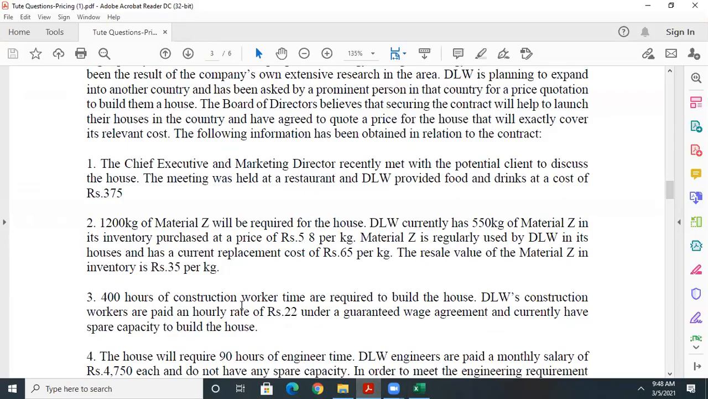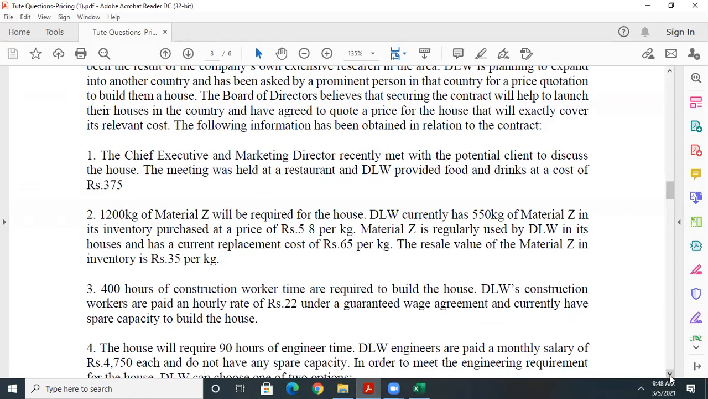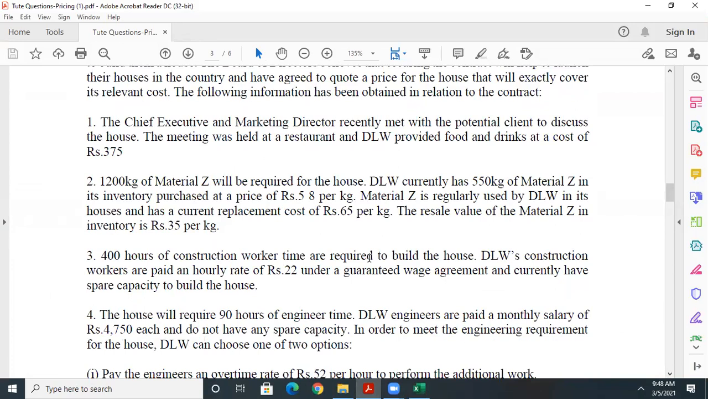Then if you look at the third piece of information, 400 hours of construction workers' time are required to build the house. DLW's construction workers are paid an hourly rate of 22 under a guaranteed wage agreement and currently have spare capacity to build the house. So this job will take 400 hours of the construction workers' time.